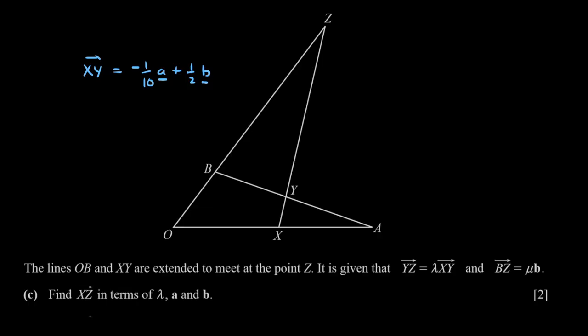Okay, so we're in the next part of our vectors question here. We've got that the lines OB and XY are extended to meet at the point Z. So OB is extended all the way up to there, and XY is extended all the way up to there. That's point Z. It is given that YZ is equal to lambda XY.